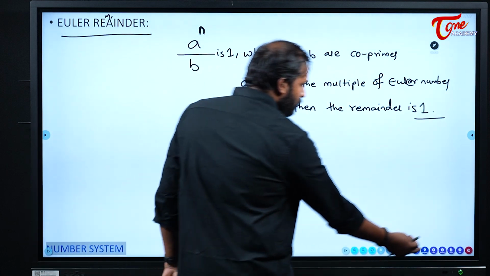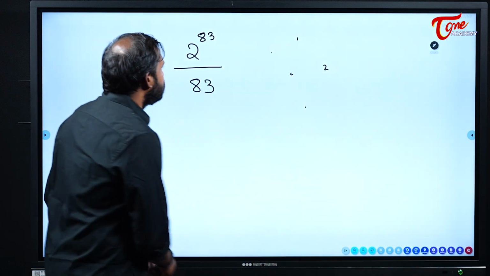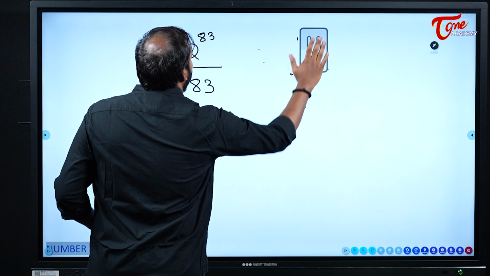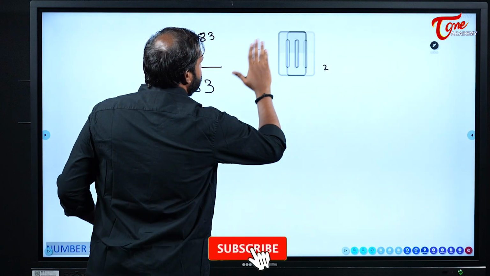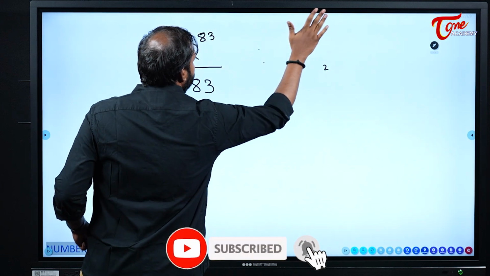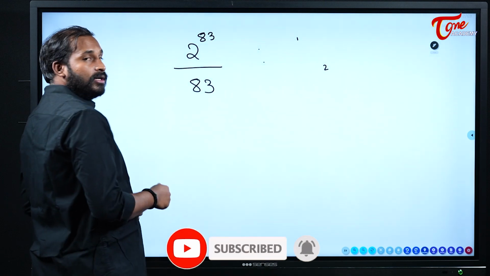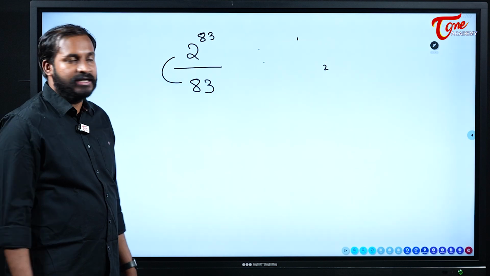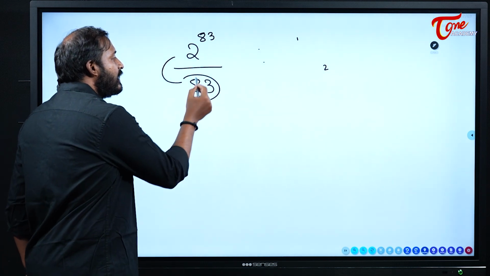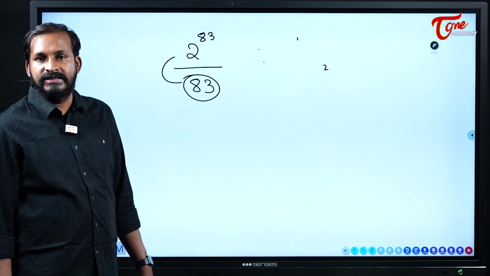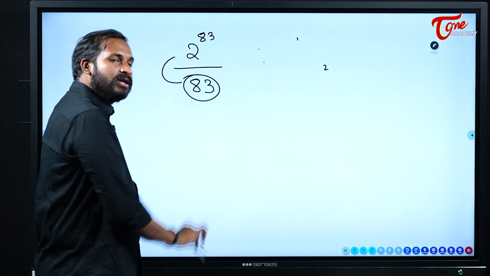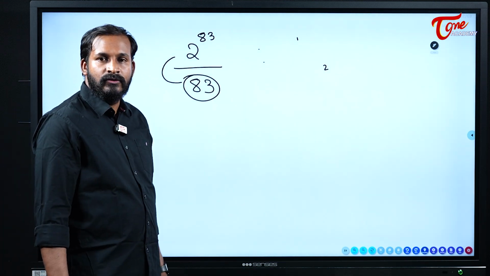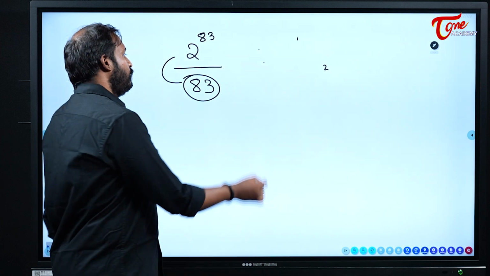Now, we will come to our actual question. What is our actual question? We have here 2 power 83 by 83. This is the question we have. Now, if you observe carefully here, 2 and 83 are co-primes, and 83 is a prime number. Now, tell me what is the Euler number of 83? The Euler number of 83 is 82.